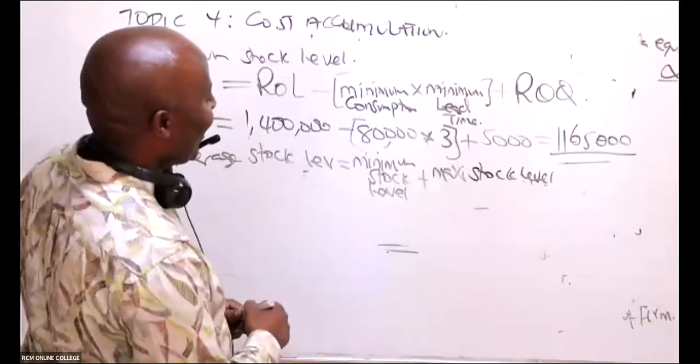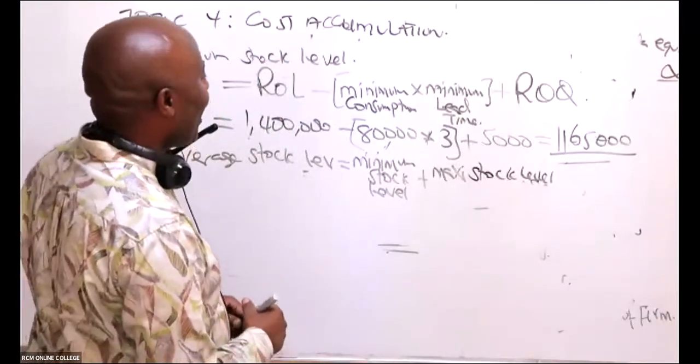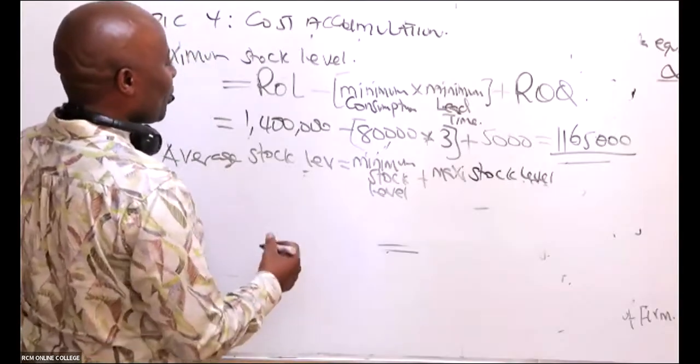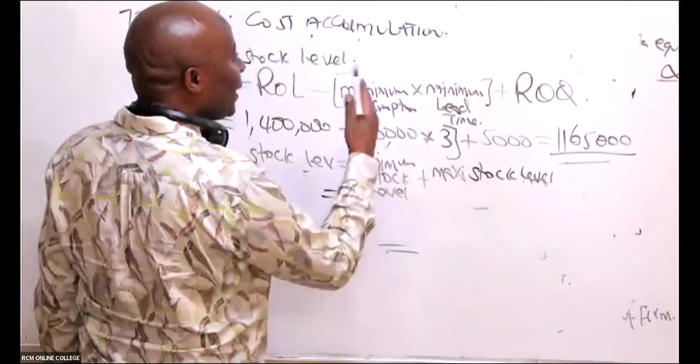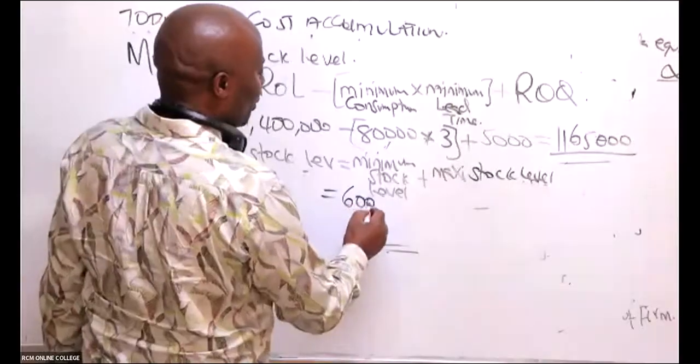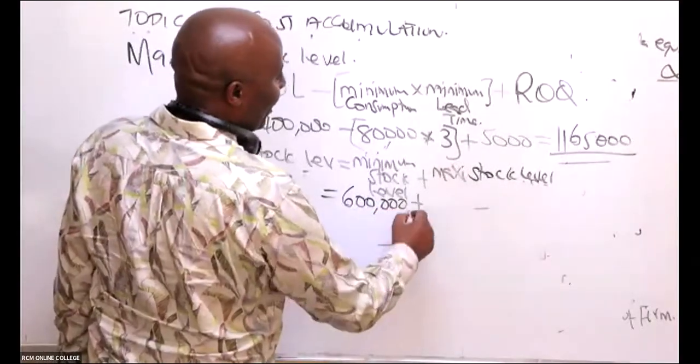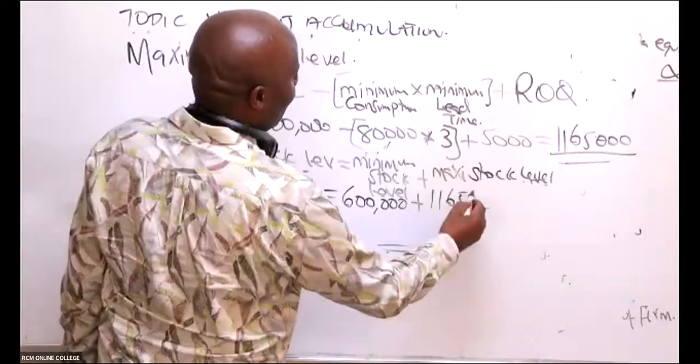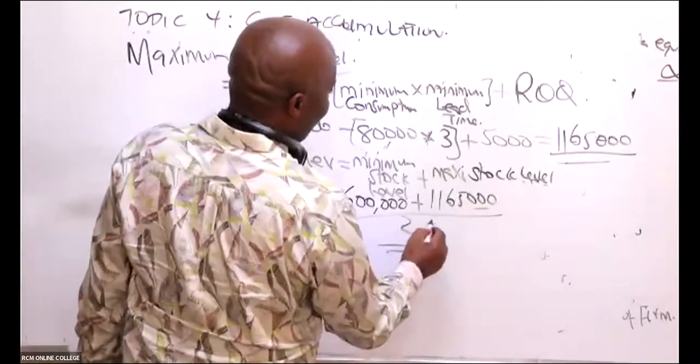Okay, you done it fast. So minimum stock level, we had gotten 600,000, right? Or 680,000, whichever. Plus maximum stock level, 1165,000, divided by 2.